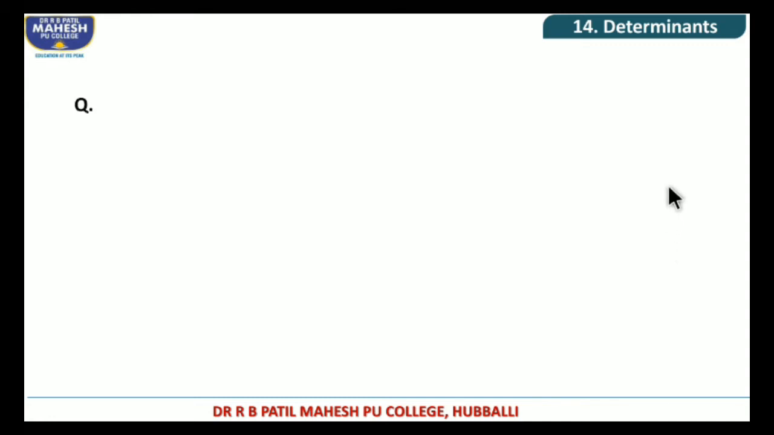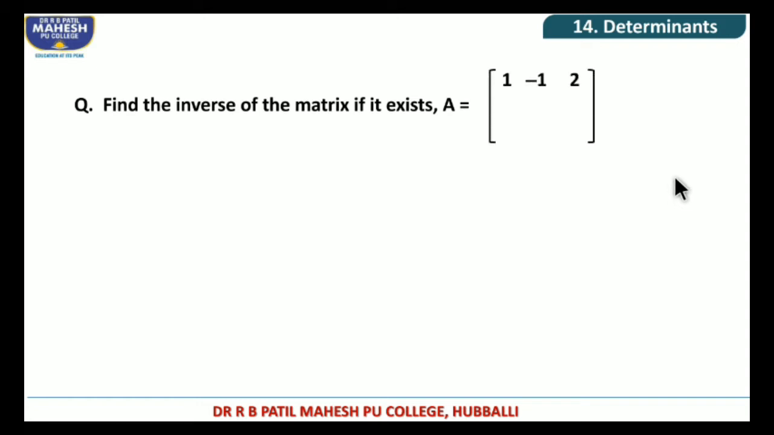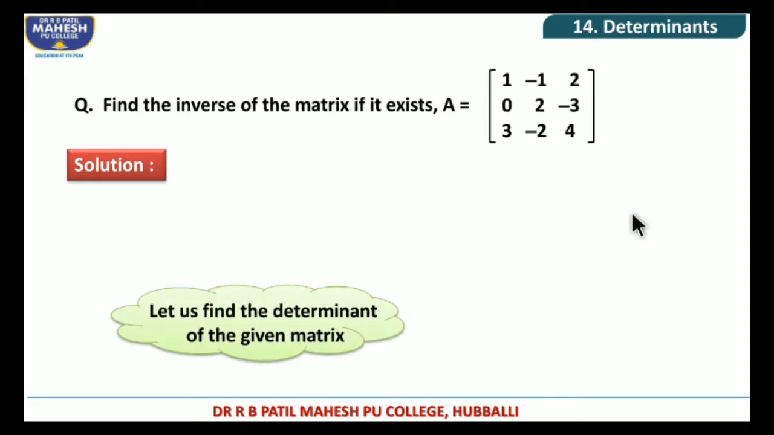The problem: find the inverse of the matrix if it exists. Capital A is equal to [1, -1, 2; 0, 2, -3; 3, -2, 4]. For the solution, let us check whether the determinant of A is equal to 0 or not. If it is not equal to 0, then only we can find the inverse of the given matrix.